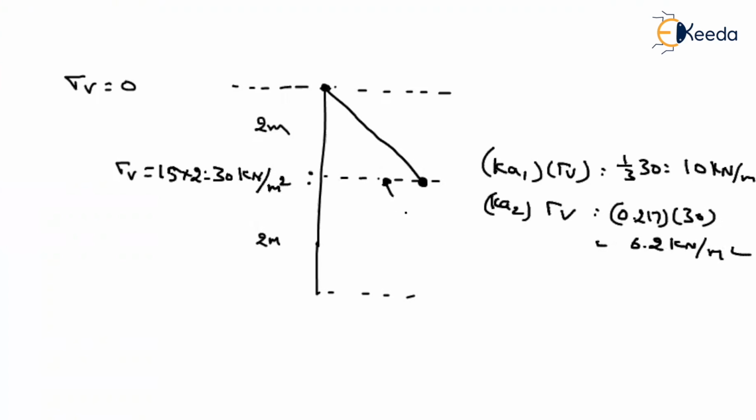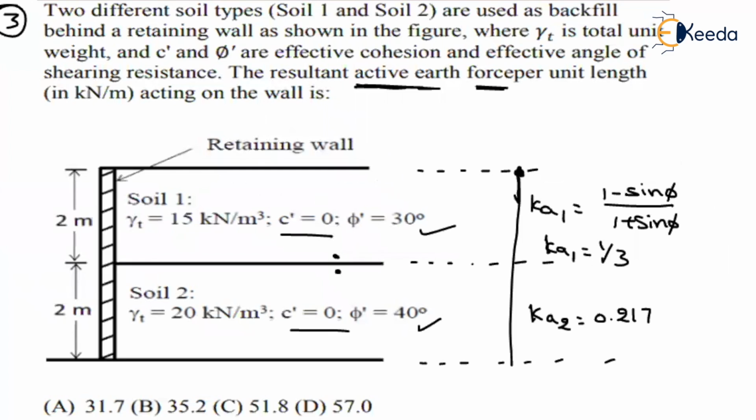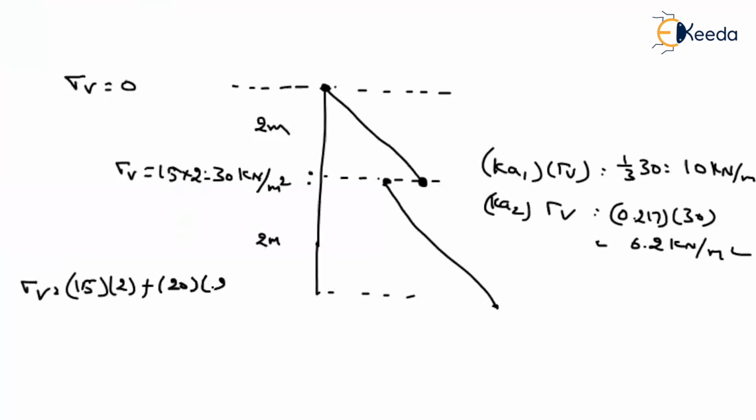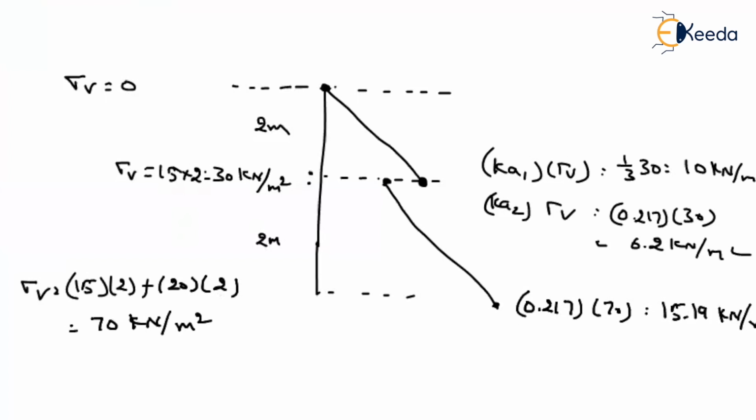Similarly, again it will vary linearly. The vertical stress here will be equal to 15 into 2 in soil 1 plus 20 into 2 in soil 2. How much are you getting? 40 plus 30, 70 kilonewton per meter square. For the vertical stress here, the active earth pressure will be 0.217 into 70. How much are you getting? You are getting around 15.19 kilonewton per meter square. Again join these two by a straight line.